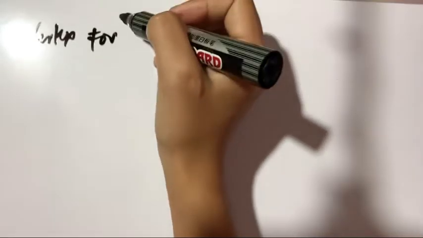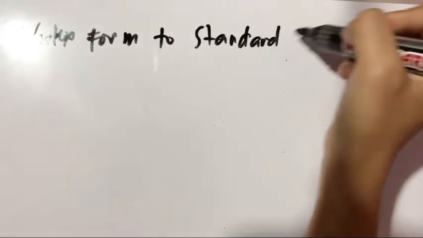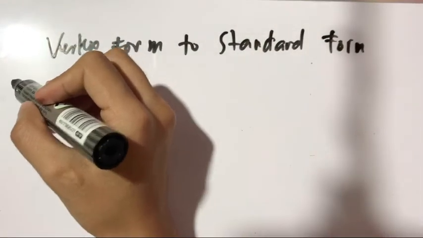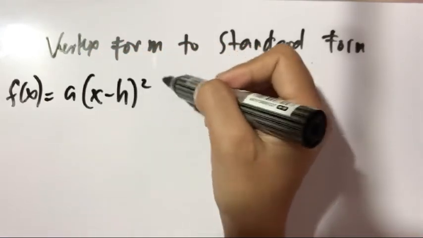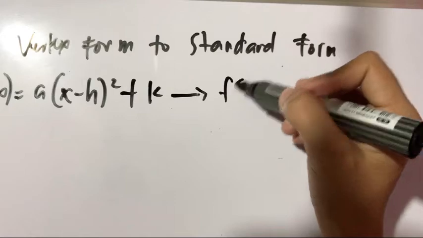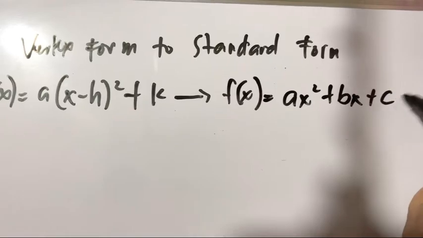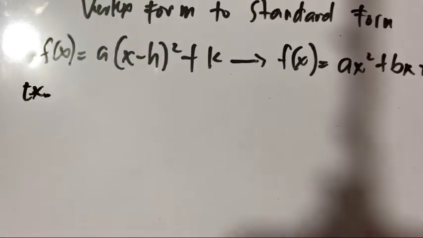What if we would like to convert the vertex form to standard form? So from vertex form, recall, it's f of x is equal to a times x minus h squared plus k. Then the result would be f of x, this is the standard form, is equal to ax squared plus bx plus c. So for example, we will use the same function from earlier, no?